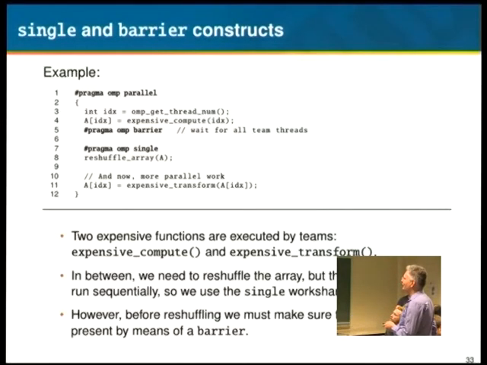OMP barrier here is needed to make sure that all threads are done before we actually start doing the reshuffle. Otherwise, we start reshuffling data that may not be complete yet.